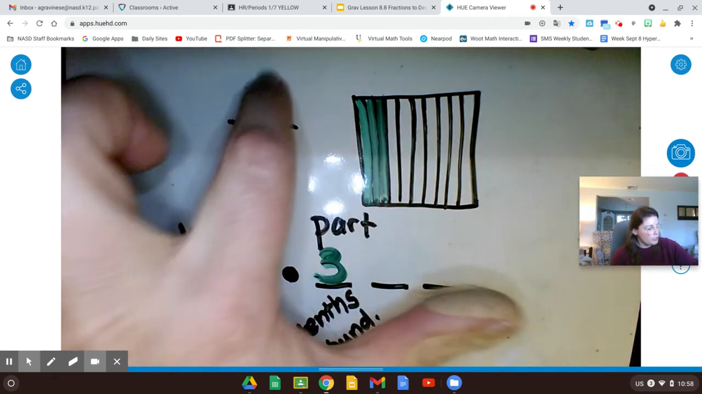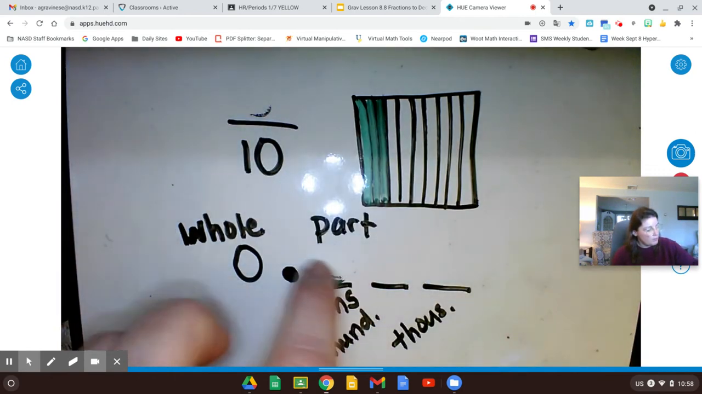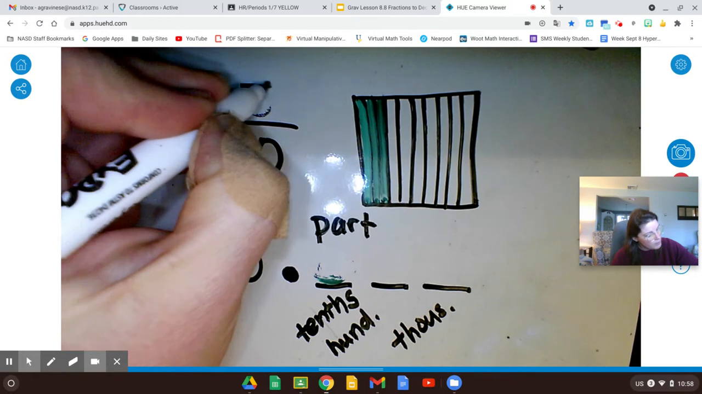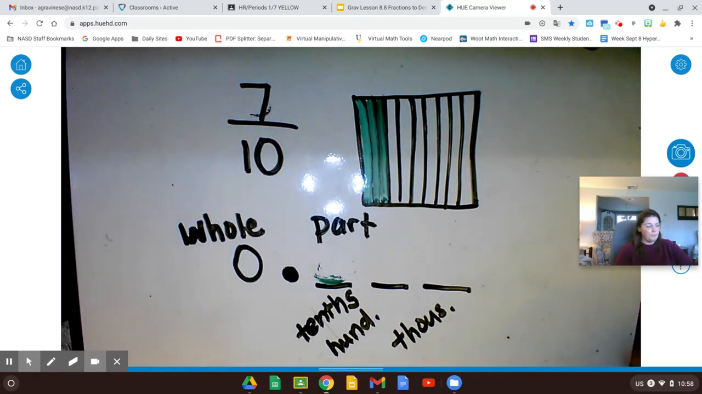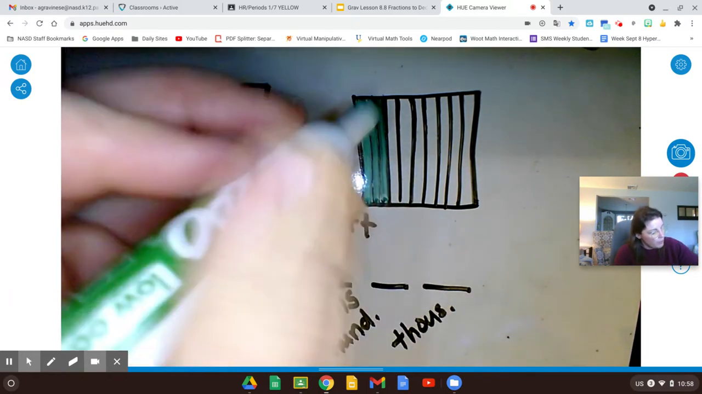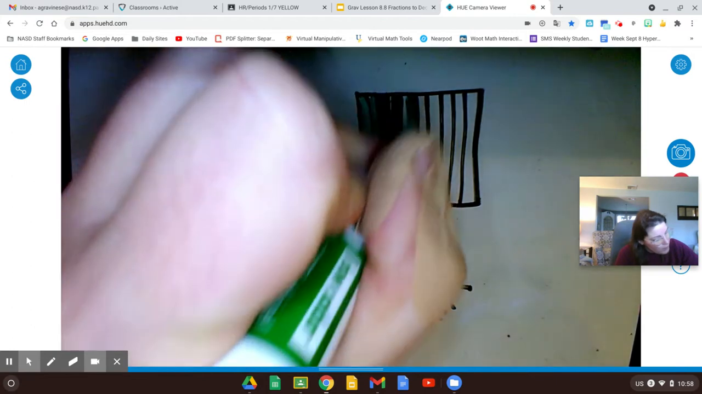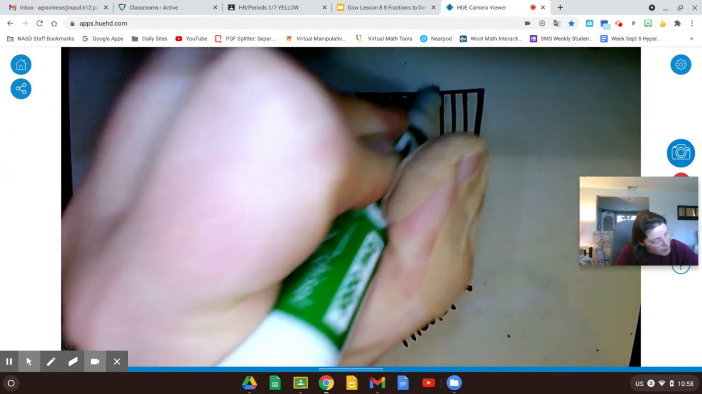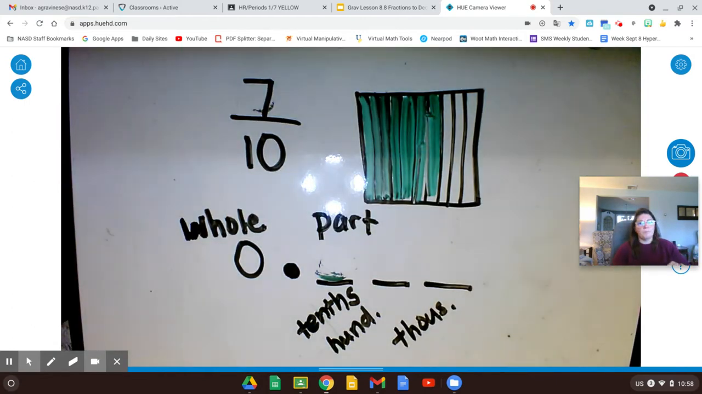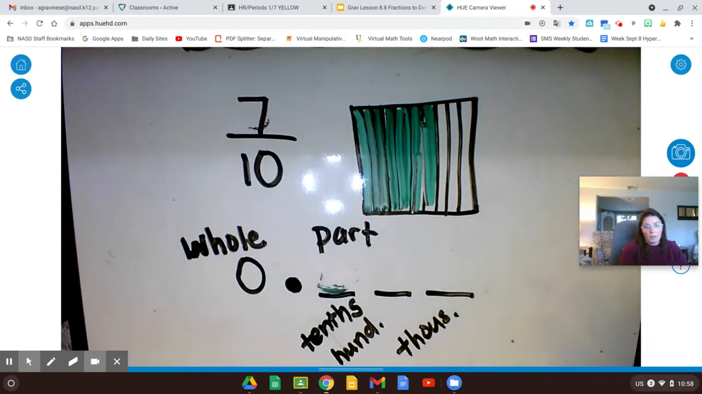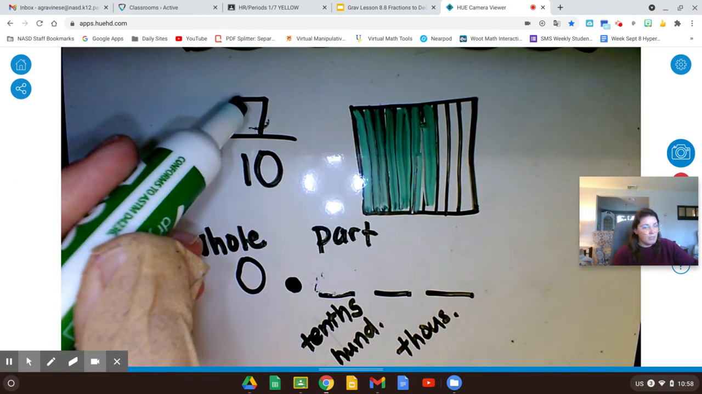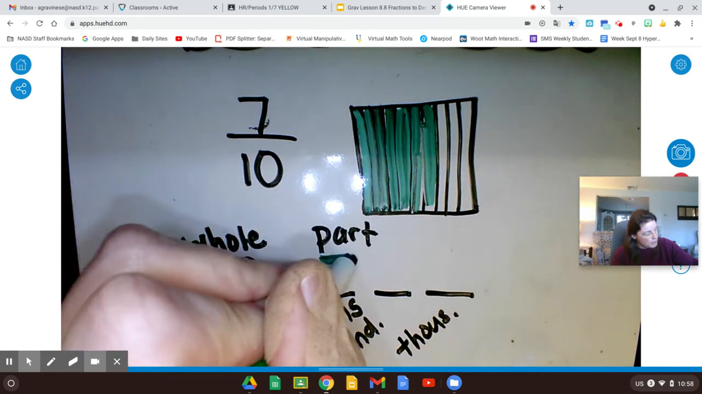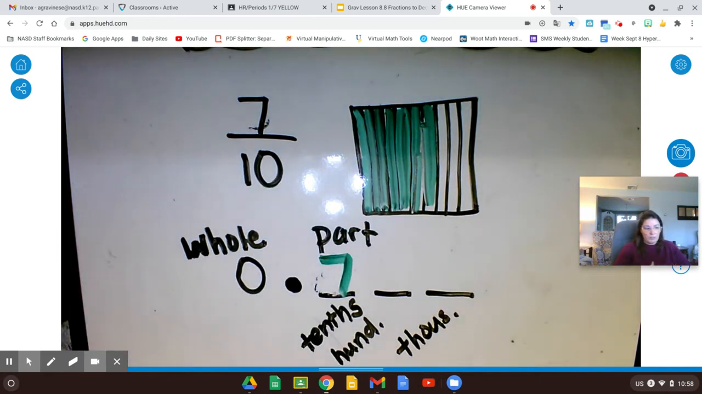What if I changed this and made it 7/10? That means I'm shading in some more. I have 3, 4, 5, 6, 7. Closer to being the whole, but not yet the whole. More than 1/2. And if I want to write that as a decimal, I need a 7 in the 10ths place. And there you have it, 0.7.